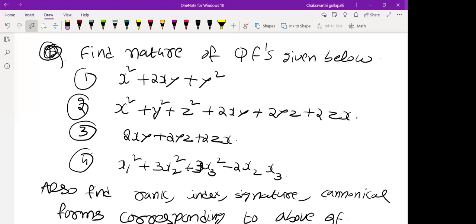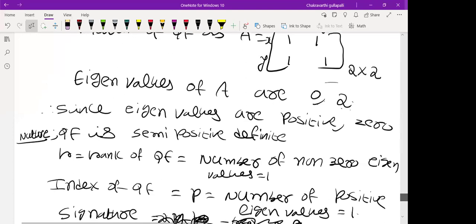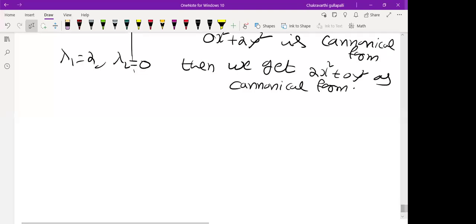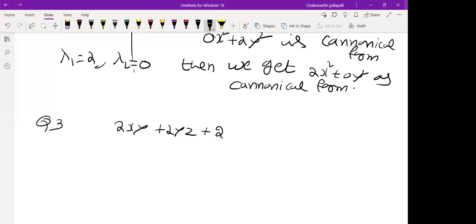2xy, 2yz, 2zx. If the remaining students are not getting anything, catch hold of Sarita, because she only has given the option. 2xy, 2yz, 2zx. This is the quadratic form. First, we have to write the matrix of the quadratic form.